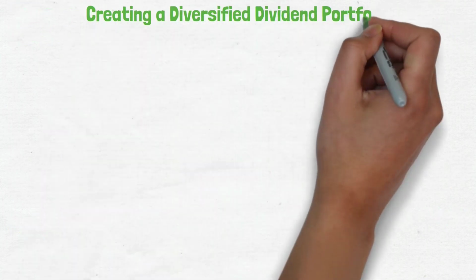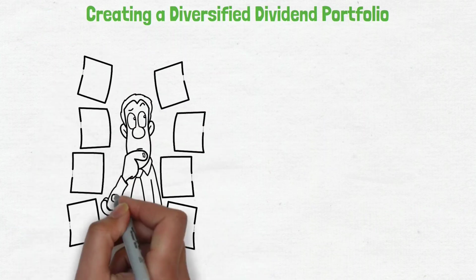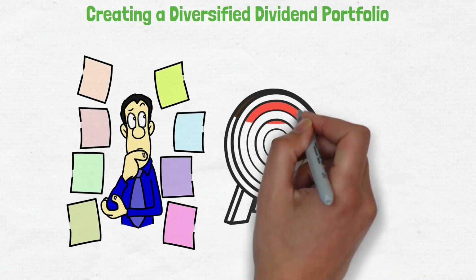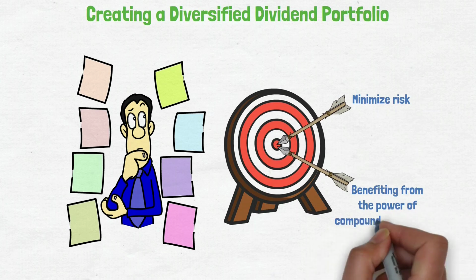The second option is creating a diversified dividend portfolio. This strategy involves creating a diversified portfolio of dividend-paying stocks across various sectors and industries. The goal is to minimize risk while still benefiting from the power of compounding dividends.